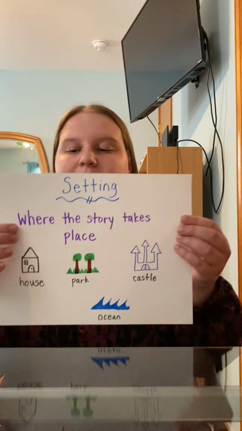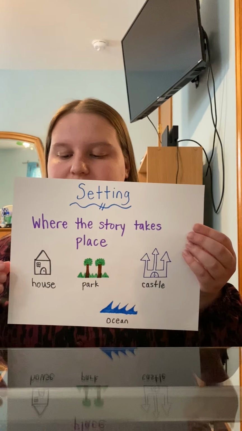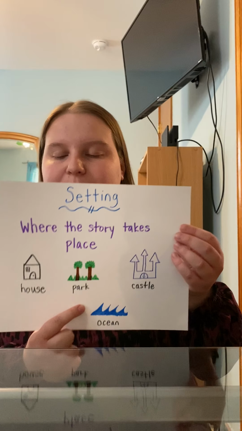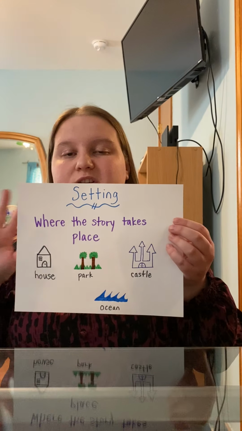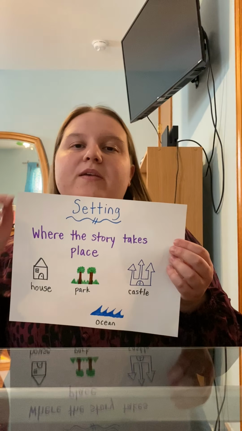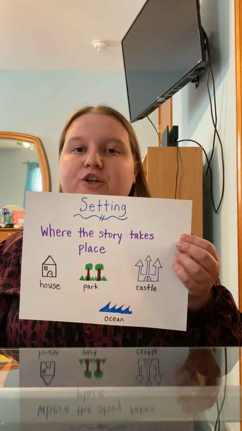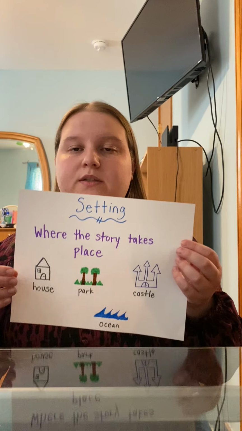Now, if you remember from a while ago, we talked about setting. Setting is where the story takes place. So sometimes your story can take place in a house, it could take place at a park, maybe in a castle, maybe in the ocean, and there's a lot of other places too. So when we read Cinderella, we could say that the setting was at Prince Charming's castle, or we could say it was at Cinderella's house.